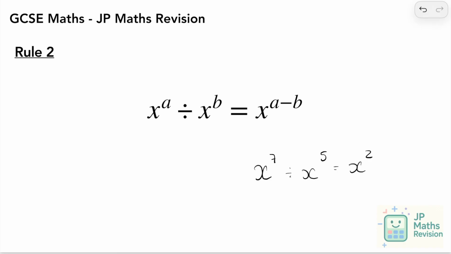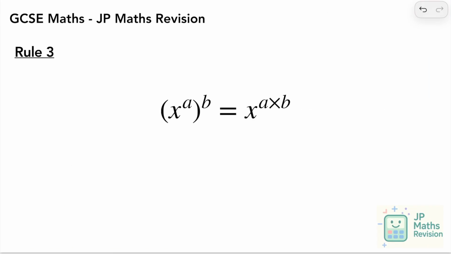One example that we do need to be a little bit wary of is if we are subtracting negative powers. So if we had x to the power of 3 divided by x to the power of minus 7, this time this is the same as x to the power of 3 minus minus 7, but two negatives we know make a positive. So this becomes x to the power of 10.